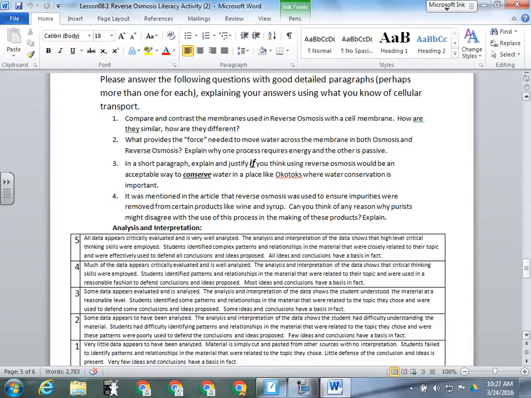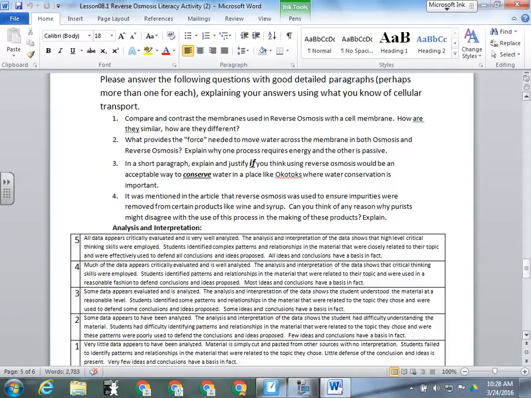Okay, question number 3. In a short paragraph, explain and justify if you think using reverse osmosis would be an acceptable way to conserve water. All right, what does conserve mean? Use less, right? So I've got to make a note again that says, does reverse osmosis use less water? Does it save water? That's something I got to look for. Does it or doesn't it? I better find out in the article.